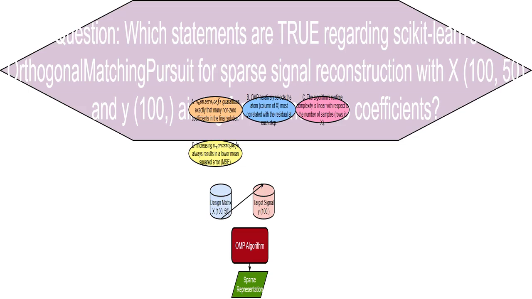This question asks you to identify the correct statements about the orthogonal matching pursuit (OMP) algorithm in scikit-learn, a popular Python library for machine learning. We'll look at several statements about OMP and decide if they're true or false.